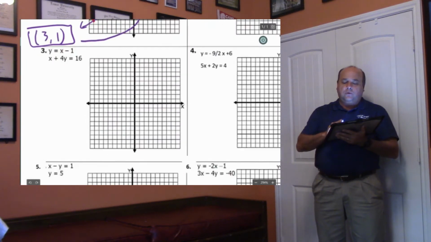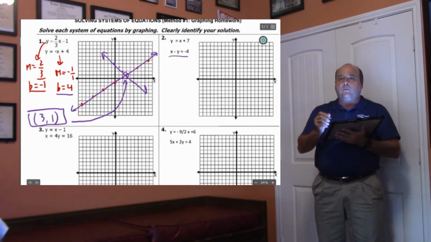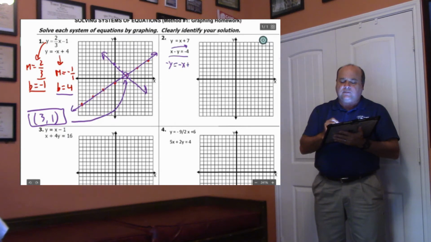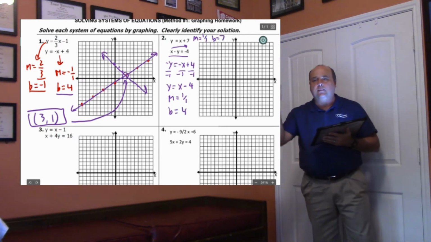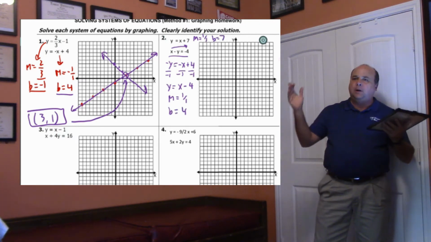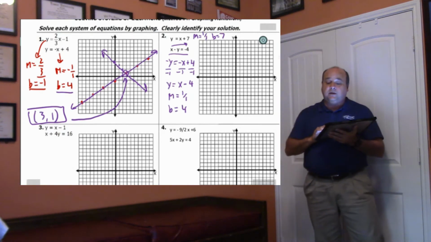Let's go to number 2. Well, first off, this one right here is not in the right order. Let's put it in the right order. So we'll get -y equals -x plus 4, and then switch all the signs. So I'll have y equals x minus 4. So my m is 1 over 1, and my b is -4. On this one, my m is 1 over 1, and my b is 7. So I'm going to let you graph those lines. If they're parallel, no solution. If they are on top of each other, there's infinitely many solutions.